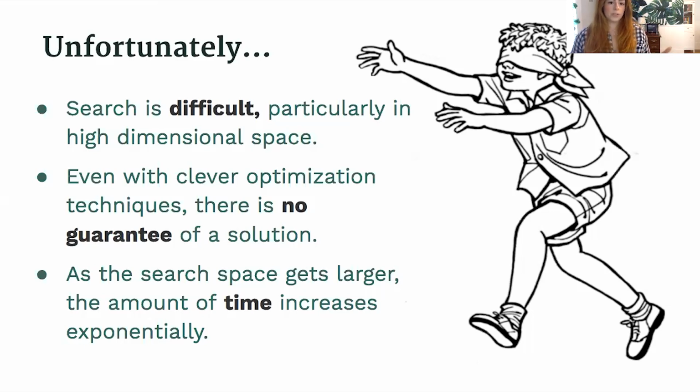remember that search is very, very difficult, and it gets more difficult the higher dimensional your data set becomes. There are many clever optimizations that try to speed up the search process, but even with those optimizations, there's no guarantee that you'll find a solution. There's no guarantee that, if you do find a solution, it's the optimal solution. And as your search space gets larger, so as your dimensions get bigger, as you have more data, more features, and more instances, the amount of time that it takes to do hyperparameter tuning increases exponentially.